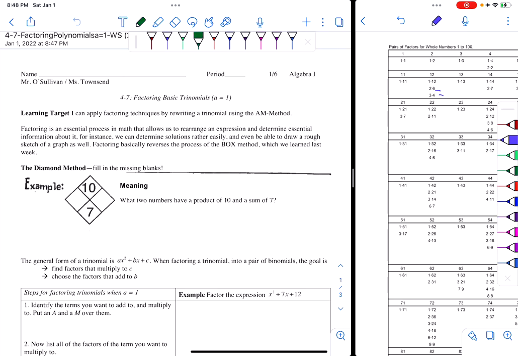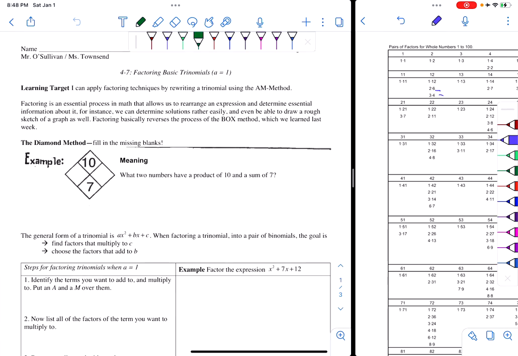But just to give you the heads up, factoring reverses what you learned about over the Christmas break. It reverses the box method. So make sure that you think about the box method as we do these examples. By the way, we use the diamond method, or you will see it on Delta Math called the X game. I just call it the diamond because we just basically draw a diamond.